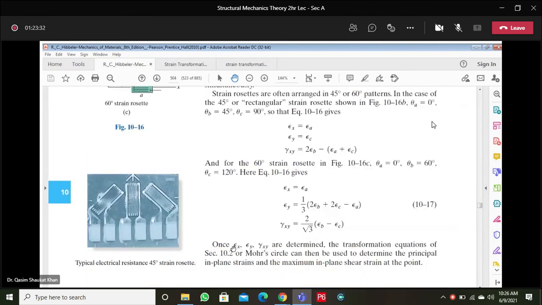Once epsilon x, epsilon y, and gamma xy are known or determined, the transformation equations which we studied at the start, or the Mohr circle, can be used to determine the principal in-plane strains and the maximum in-plane shear strain. If you have any question, please ask me now.